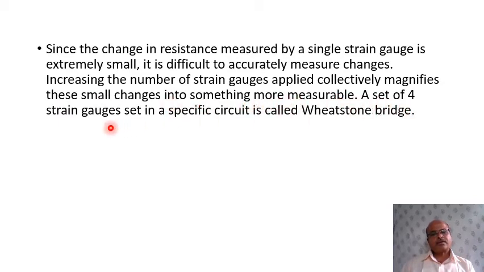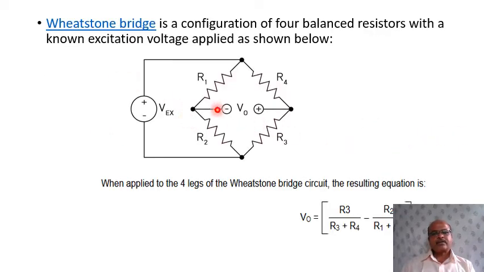A set of 4 strain gauges set in a specific circuit is called a Wheatstone bridge. So the Wheatstone bridge is a good example of this. This is a diagrammatical representation of the Wheatstone bridge, a configuration of 4 balanced resistors R1, R2, R3, R4, with a known excitation voltage Vx applied as shown in this figure.